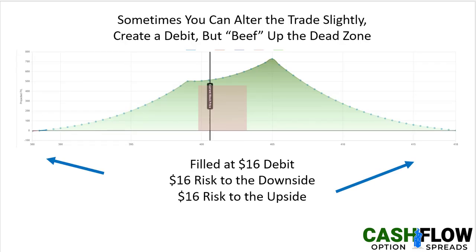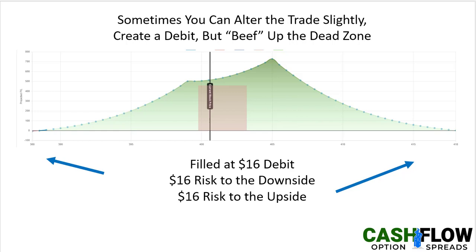So for example, here's a similar trade that's filled at a debit. And I did something slightly different with this trade. And this is an actual fill to create that debit, but I did it so that it would beef up the dead zone. So I actually have an even lower probability of that risk zone emerging in this particular trade because of a slight adjustment that I made to how the trade was structured.